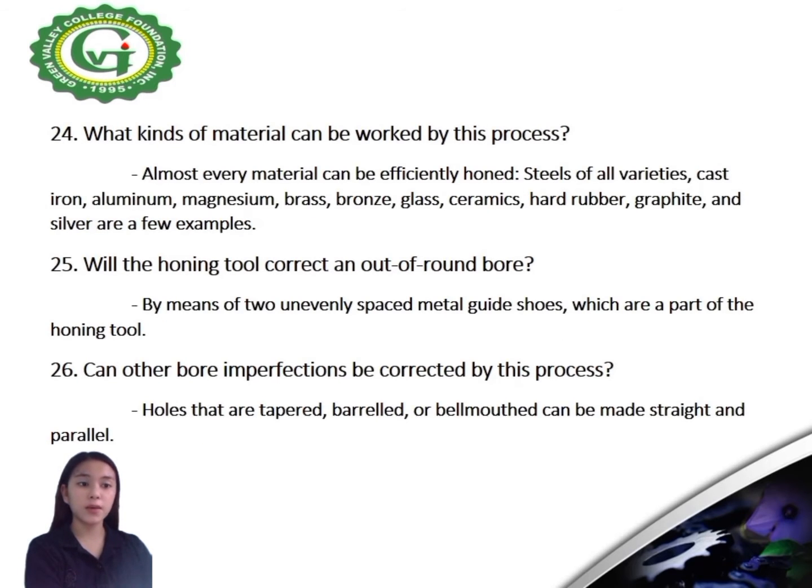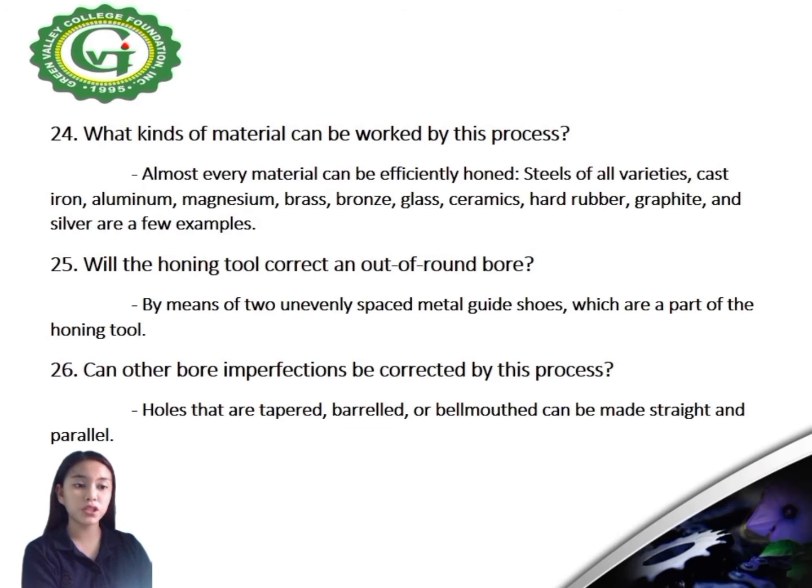What kinds of materials can be worked by this process? Almost every material can be efficiently honed. Steels of all varieties, cast iron, aluminum, magnesium, brass, bronze, glass, ceramics, hard rubber, graphite, and silver are a few examples. Will the honing tool correct an out-of-round bore? By means of two unevenly spaced metal guide shoes, which are part of the honing tool.